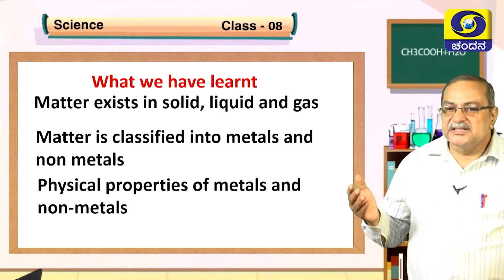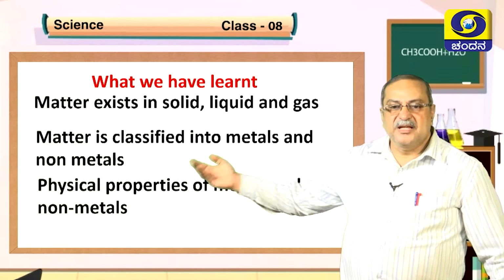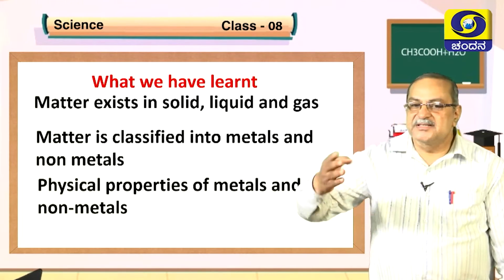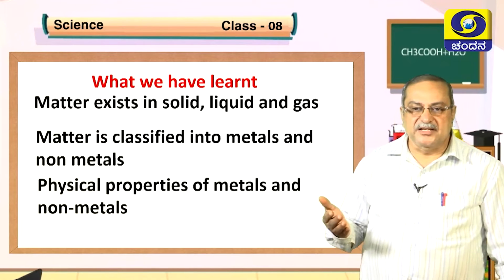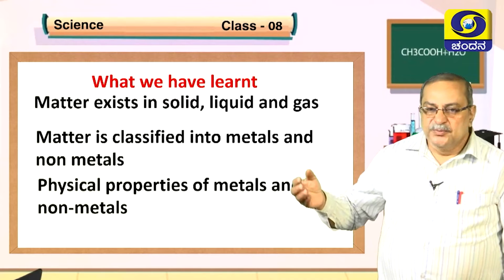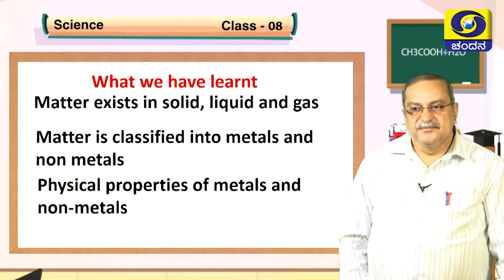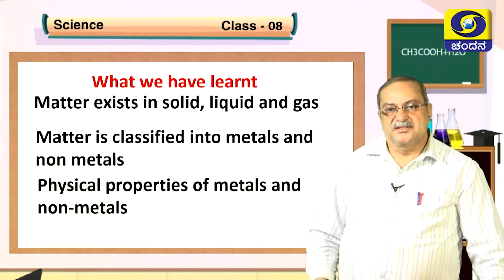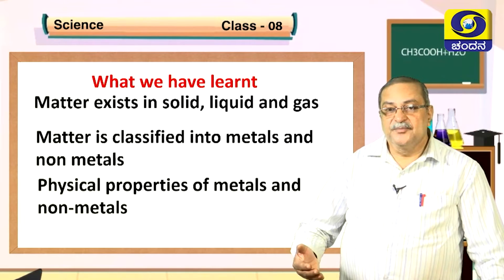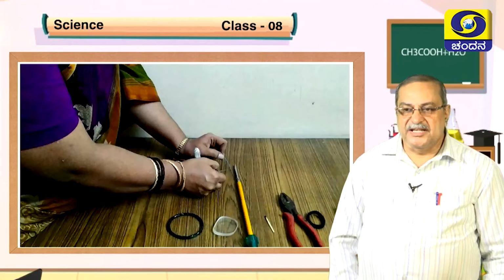Matter is classified into metals and non-metals. They are mainly classified into two groups, metals and non-metals. One more is there, metalloids. About that you will learn in the later classes. Physical properties of metals and non-metals also we have learned. They are malleable, ductile, sonorous, lustrous, etc. We learned them, and we compared both also, isn't it?